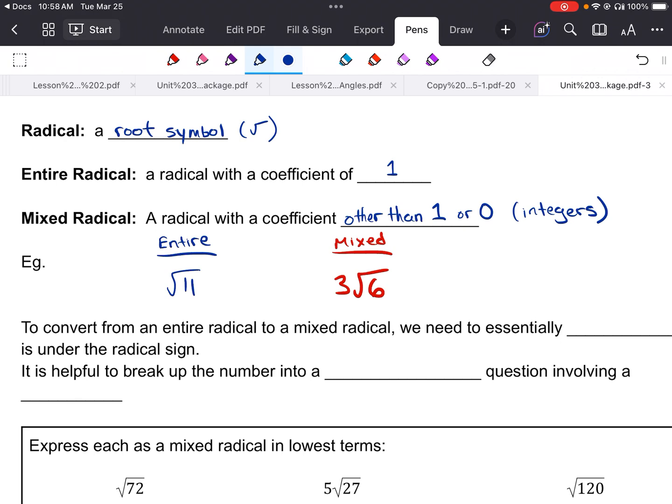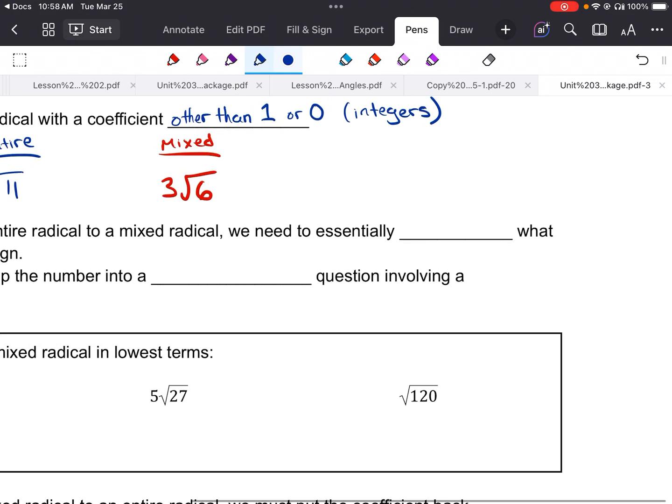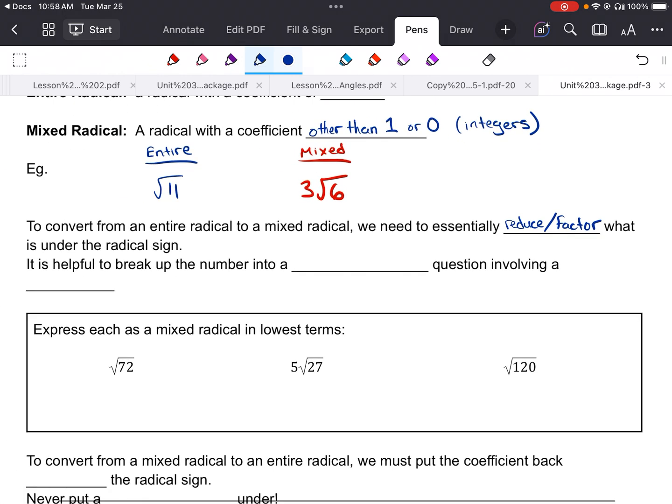To convert from an entire radical to a mixed radical, we need to essentially reduce, or factor. What is under the radical sign? It is helpful to break up the number into a multiplication question involving a perfect square. Okay, so we always want to be looking for a multiple of the number in the root sign that can then be square rooted.